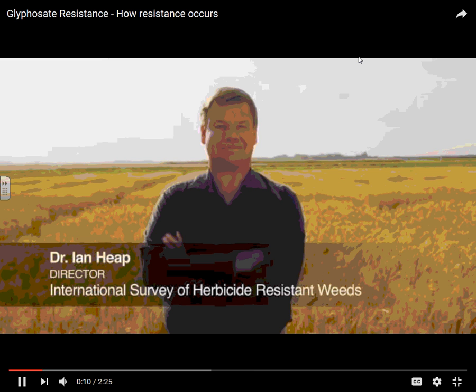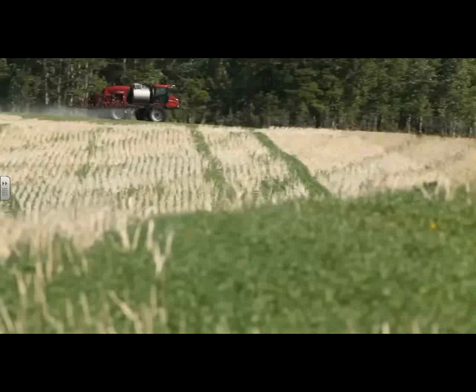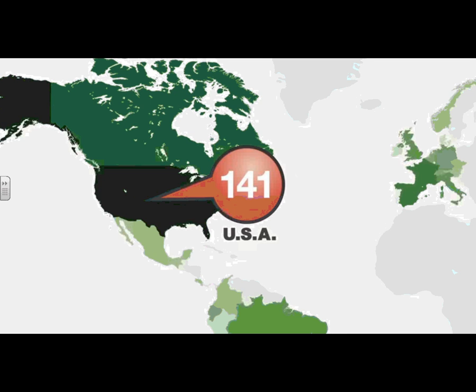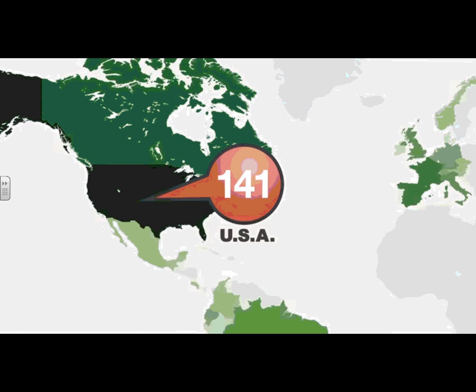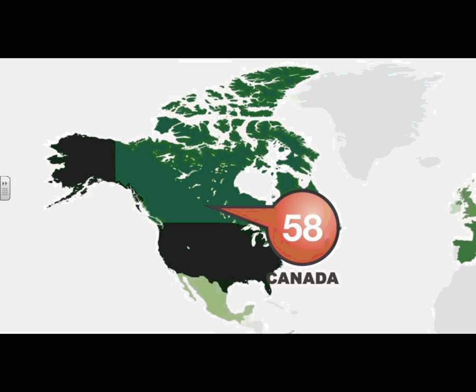My name's Ian Heath. I'm the director of the International Survey of Herbicide-Resistant Weeds. What we do is monitor the occurrence of herbicide-resistant weeds around the world. There are 393 different types of herbicide-resistant weeds around the world. There are more than 600,000 farmers that have the problem. Countries that have been using herbicides for the longest are those that have the biggest herbicide-resistant problems. The United States leads the way with 141 different types of herbicide-resistant weeds. Australia is next with 61, and Canada is not too far behind with 58.